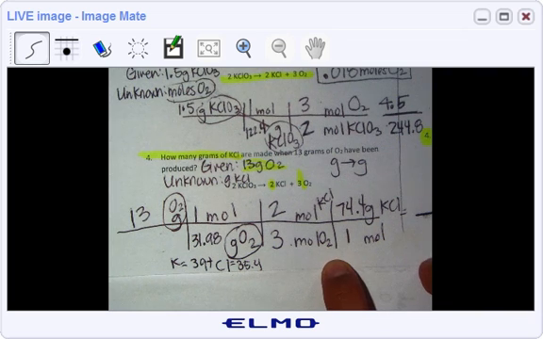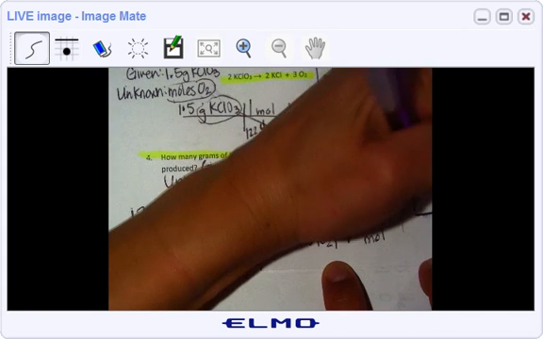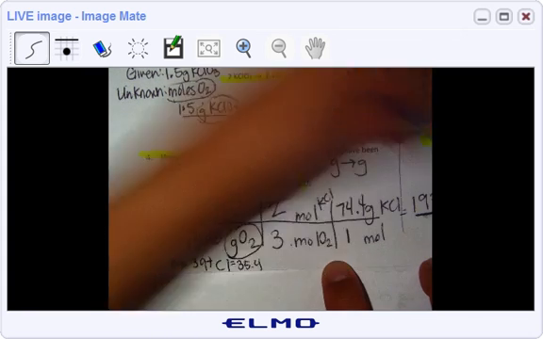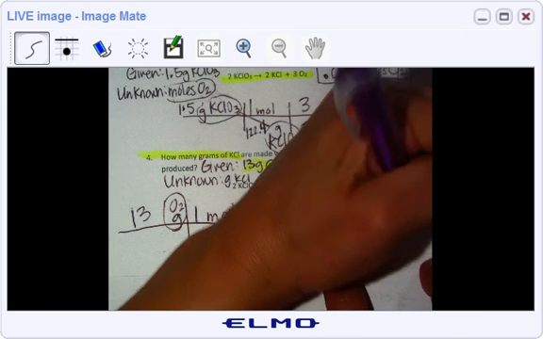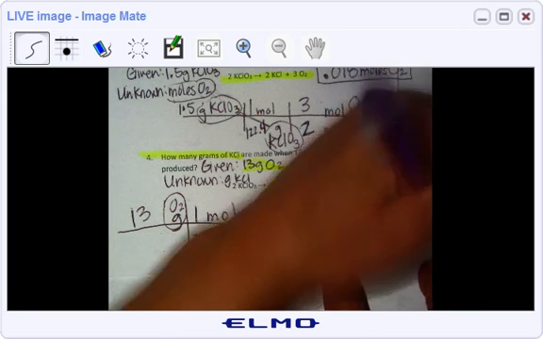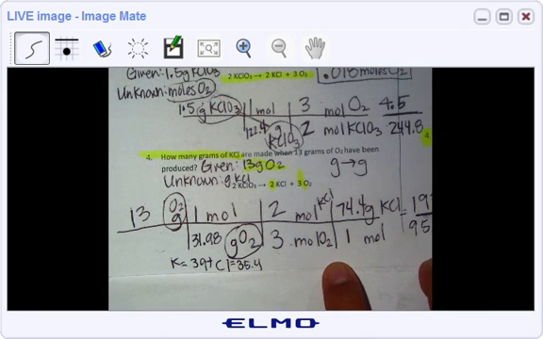So I'm going to multiply all the way across on the top, the 13 times 2 times 74.4. I'm going to multiply these two just so I can consolidate and get one number. So 31.98 times 3. Now divide the 2.